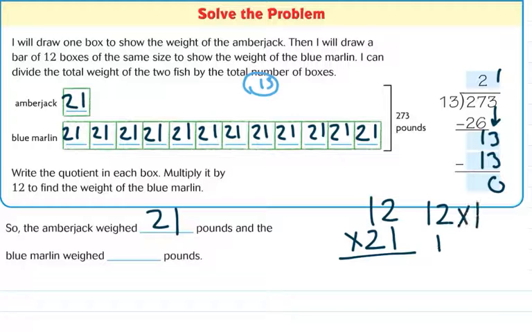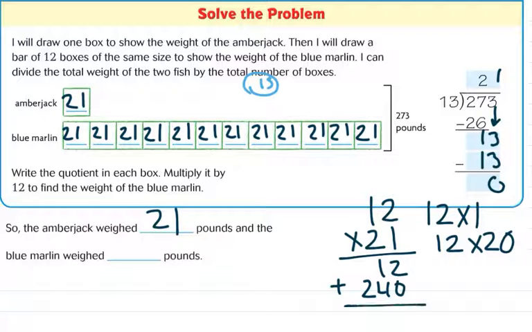and then we have 12 times 20 ones. So when we have 12 times 1, we get 12. And then when we have 12 times 20, we get 240. If we add up these partial products, we get 252, which is the weight of the blue marlin. Now, boys and girls, you might say, well, how can I check that this is correct?